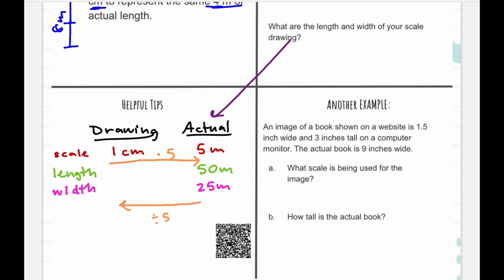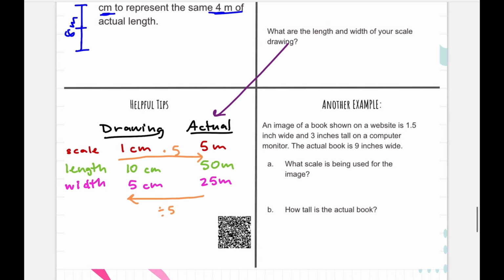So I have 50, going backwards and dividing by 5, and I get a new length of 10 measured in centimeters. And the width is 25. Working backwards and dividing by 5 is 5 centimeters in width. So how long and how wide should I draw these? Let's get started.